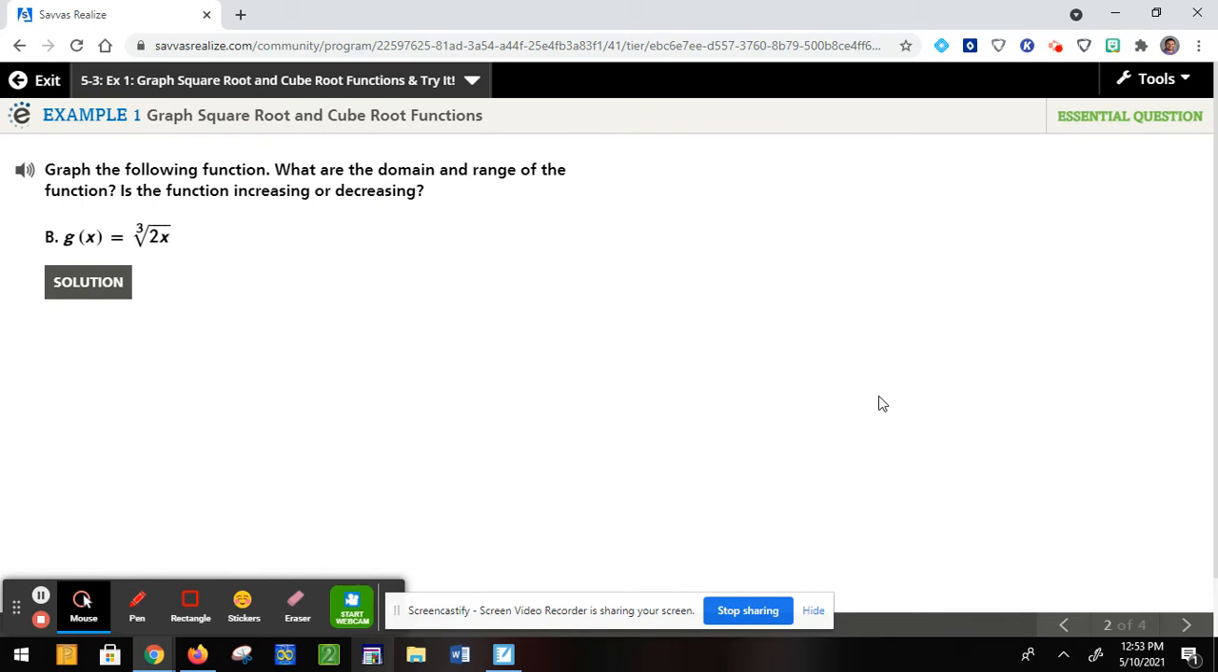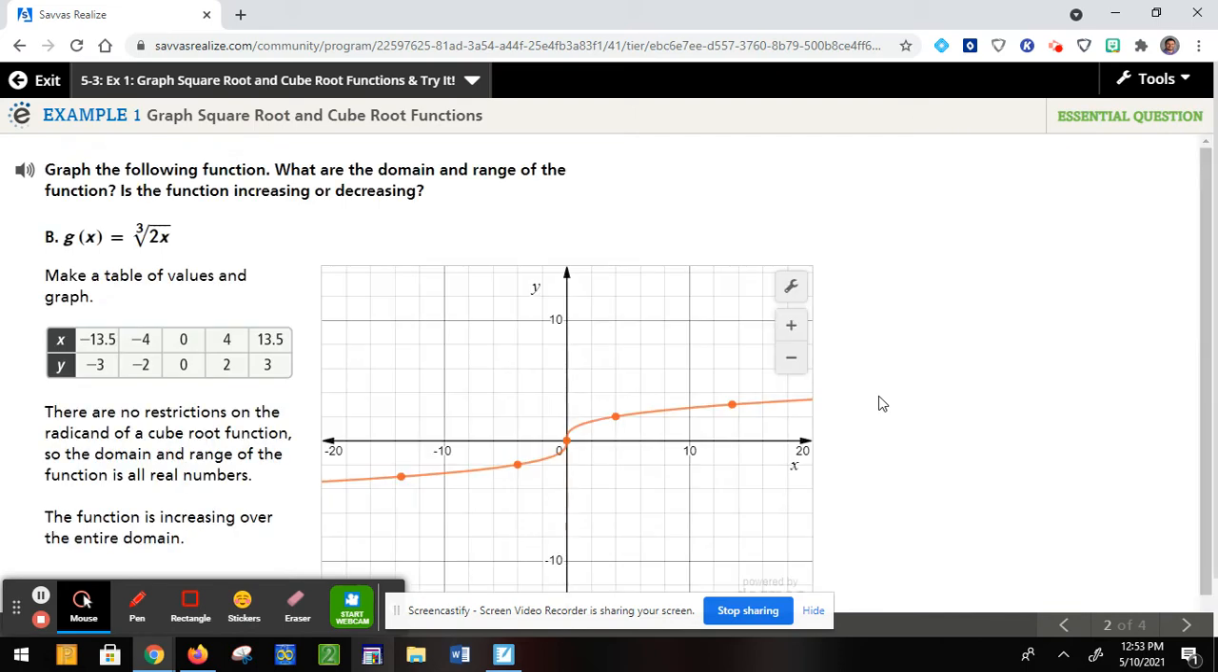All right, let's look at a cube root function here. We have cube root of 2x, so same deal. Make an xy chart. So these x values, we do have negatives because you can take the cube root of a negative number. More generally speaking, even roots, you can't do negatives. Odd roots, you can do negatives. So in this case, square roots, no negatives. Cube roots, yes, negatives.